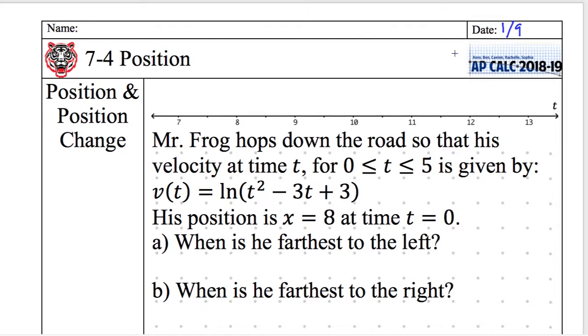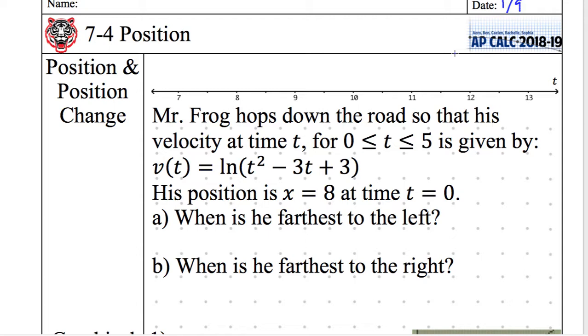All right, so again, we're talking about Mr. Frog. I love Mr. Frog. Maybe to make it gender neutral, maybe I should switch it to Mrs. Frog every other lesson, but so far we're with Mr. Frog, and he's hopping down a road.